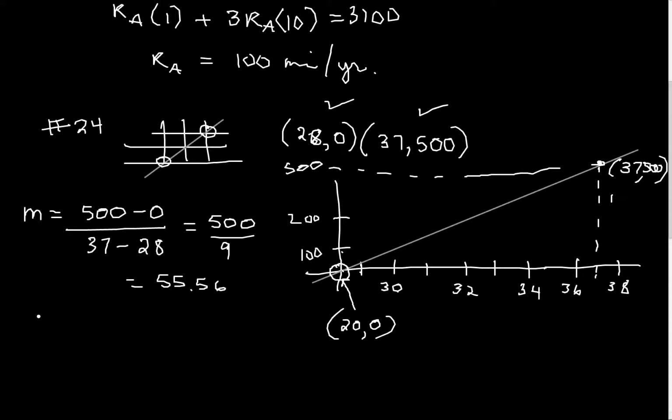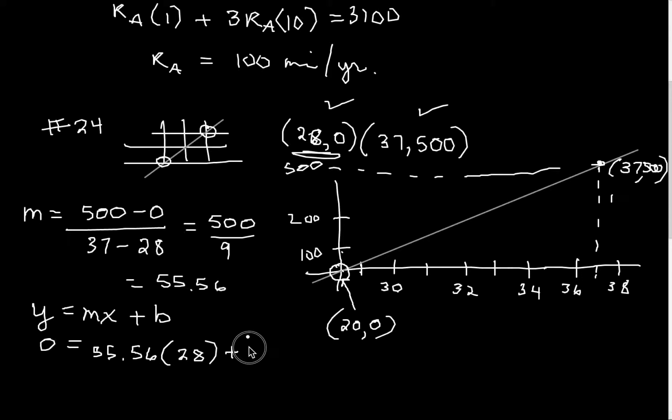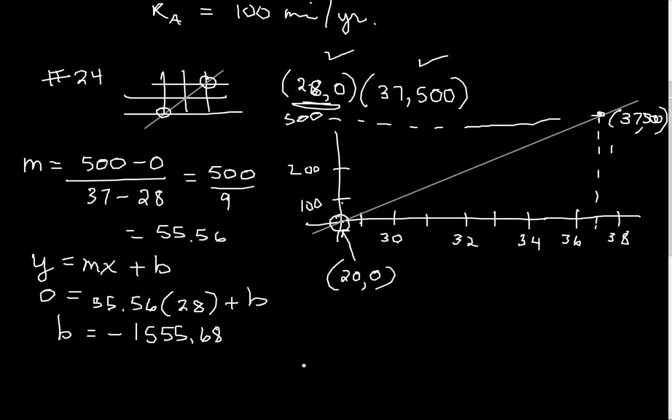And then you do your y equals mx plus b. So you pick one of your points, y equals mx plus b. So pick the easy point, this one. So you get y is 0 equals 55.56 times 28 plus b. And you solve that and you get b equals negative 1,555.68.